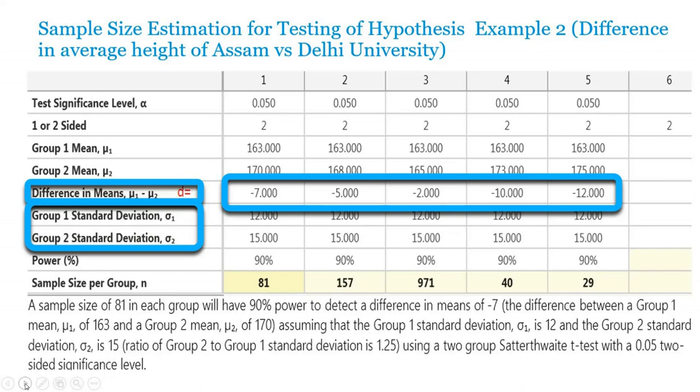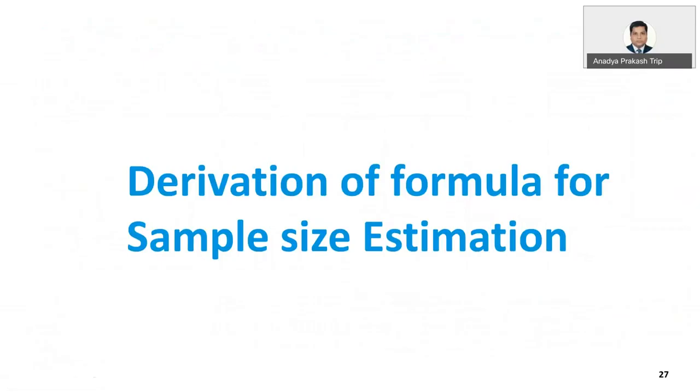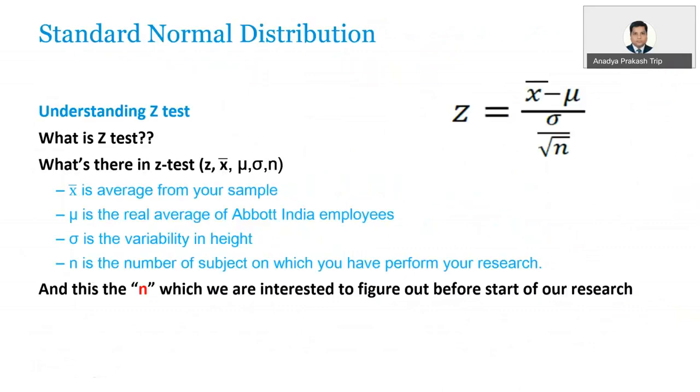Now, where is this sample size calculation coming from? I would like to demonstrate it to you with the formula. Actually, anybody can generate that formula. It's not a big deal. Let's see this. I have taken, for example, the Z distribution, Z statistics.